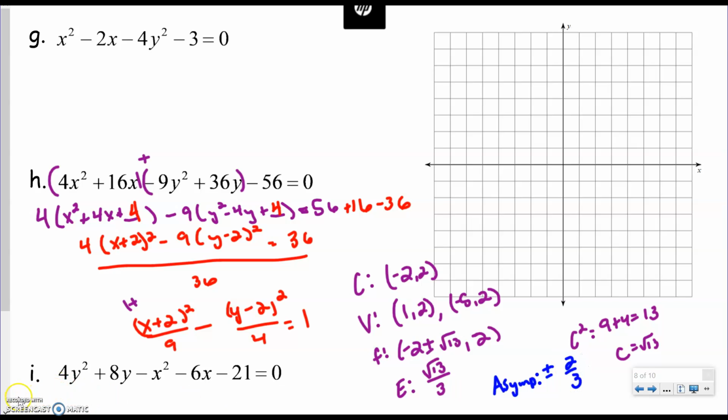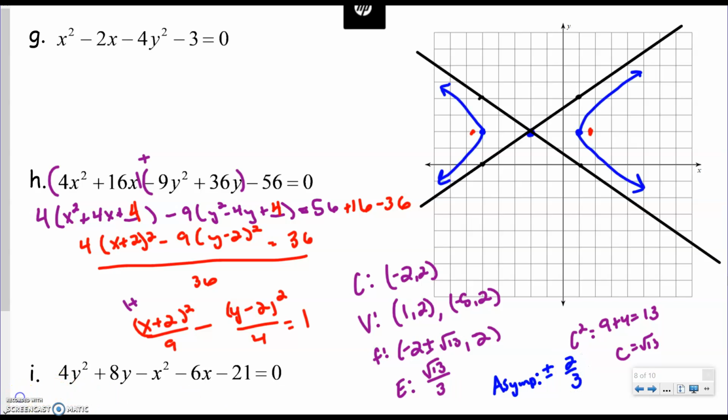Okay, I'm going to hit pause. I'm going to put this on the graph and then you can check it. Okay, and I have the parabola up there, so if you want to check it out, go ahead and hit pause. Remember, start by graphing the center and the vertices, and then use your slope of your asymptotes to go up 2 over 3 and down 2 over 3. And then plot your foci and go ahead and draw in your hyperbola hugging your asymptotes.